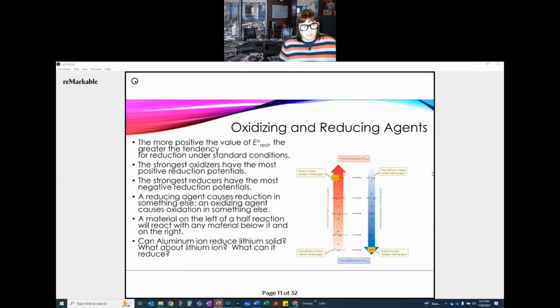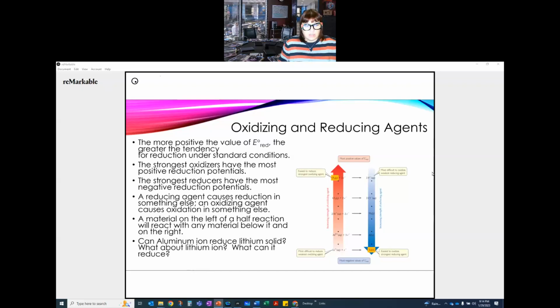And we talked a little about oxidizing and reducing agents. The more positive the value of E°, the greater the tendency to reduce under standard conditions. The strongest oxidizers have the most positive reduction potential. The strongest reducers have the most negative reduction potentials. Reducing agent causes reduction in something else. Oxidizing agent causes oxidation in something else.